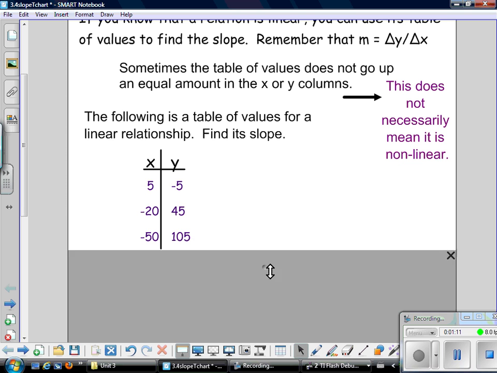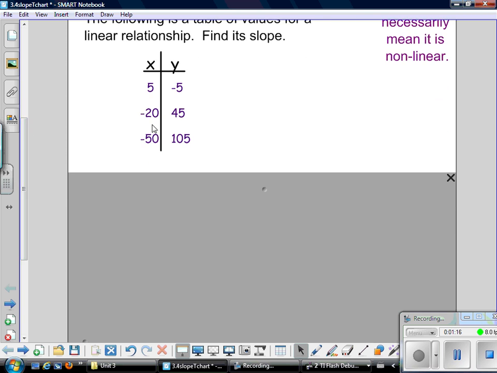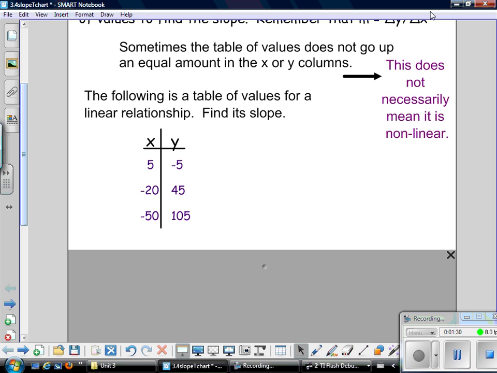So let's take a look at what we have here. We have points here, and you can see very quickly that if I did the subtracting, they aren't going up by equal amounts in either the x or the y values. So how do I find the slope? Well, I said a moment ago that slope is delta y over delta x, so we can find that with a table of values.